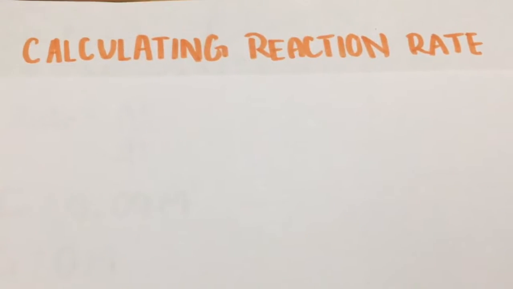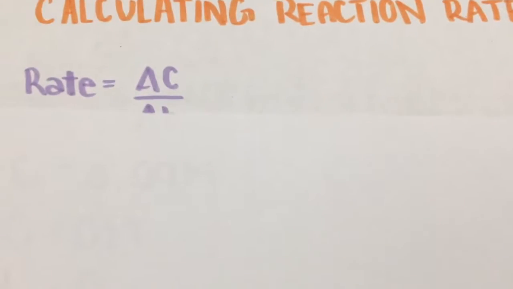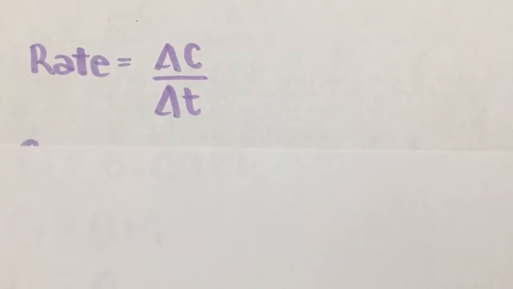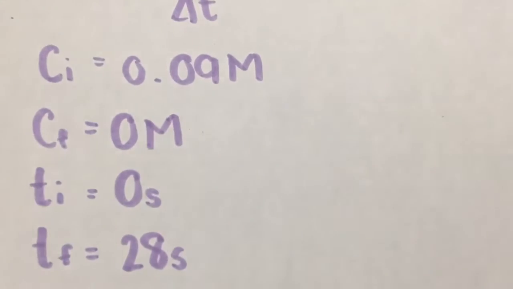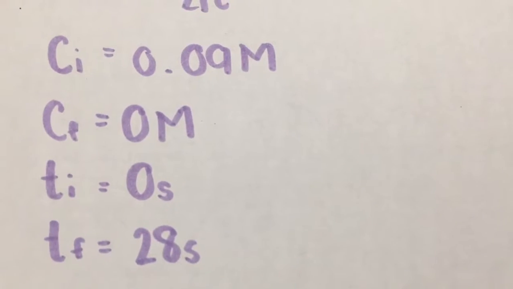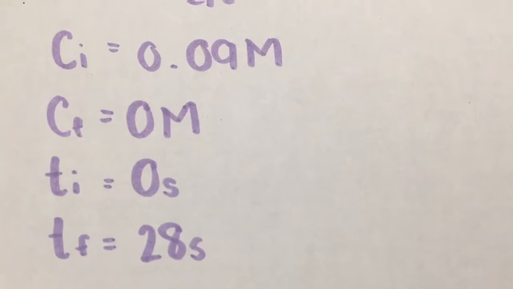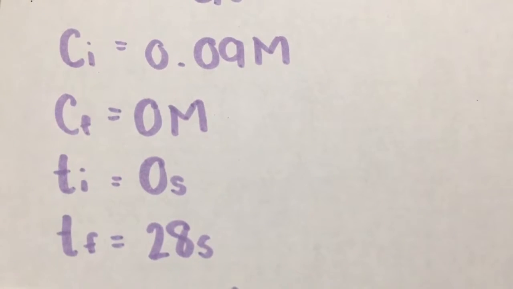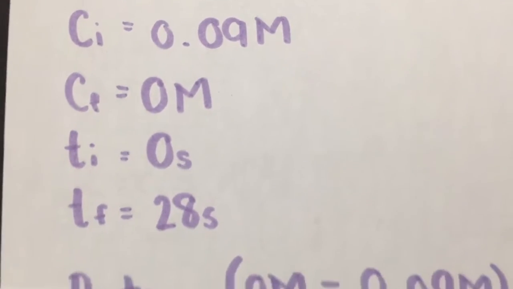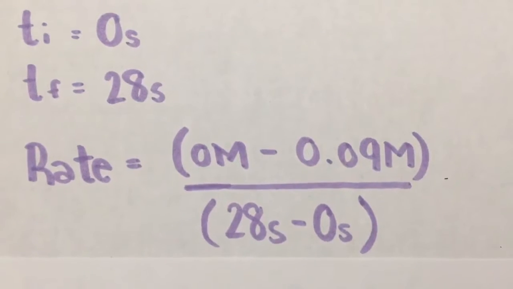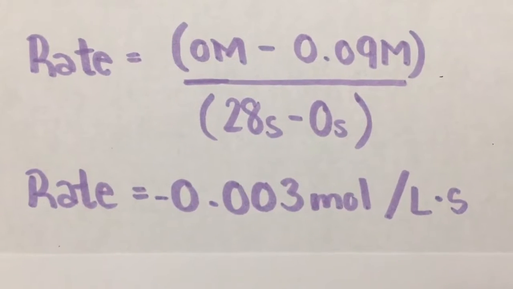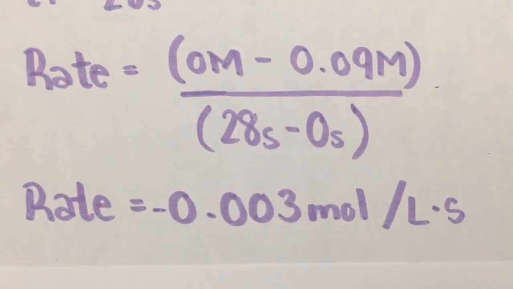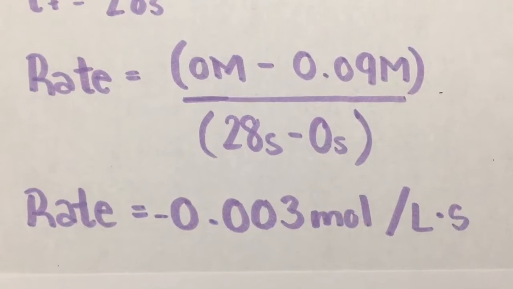To calculate the rate of reaction of this concentration of solution A, we will use the formula rate of reaction equals change in concentration over change in time. The values recorded during the experiment are initial concentration equals 0.09 moles per liter, final concentration equals 0 moles per liter, the initial time is 0 seconds, and the final time is 28 seconds. Plugging these values into the equation, we can solve for the rate. Calculating these numbers, we get negative 0.003 moles per liter per second. The rate is negative because it is the rate of disappearance or consumption of solution A.